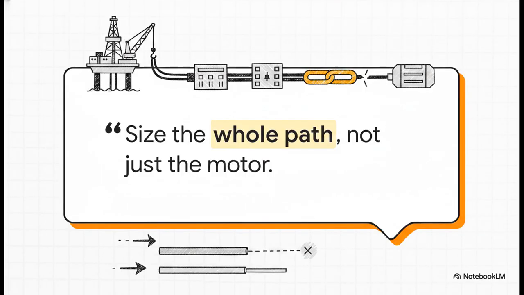But hold on, before we celebrate mastering this, we have to talk about how this can all go wrong. This is a critical failure mode that requires some real systems thinking. Imagine this electrical path as a physical chain. The golden rule here is you must size the whole path, not just the motor. Because the weakest link in this chain, that is exactly what dictates your total maximum performance.